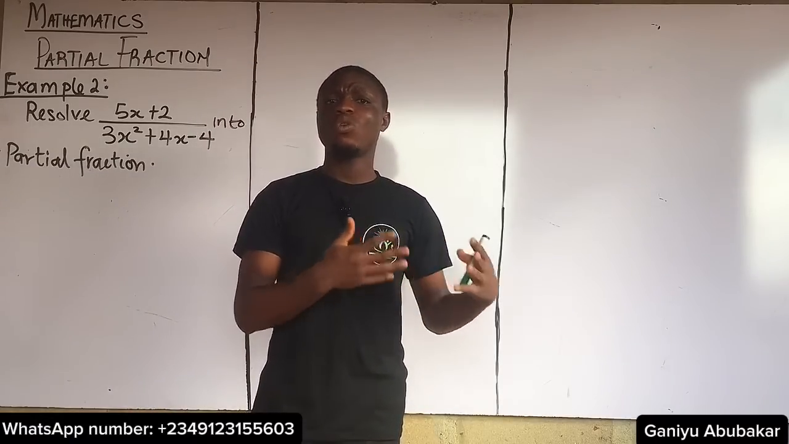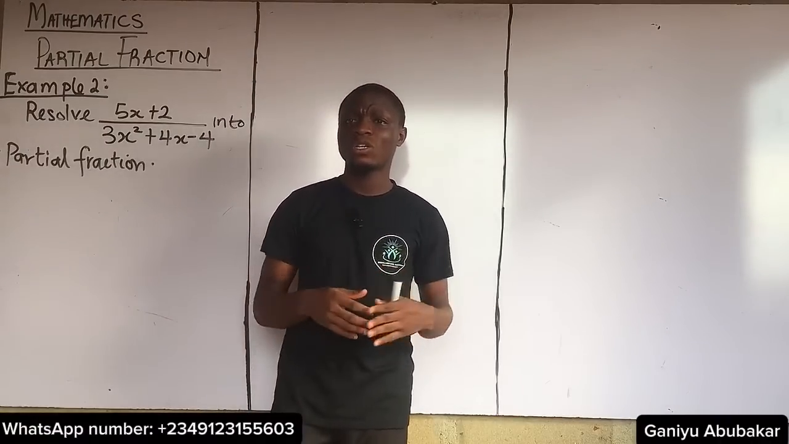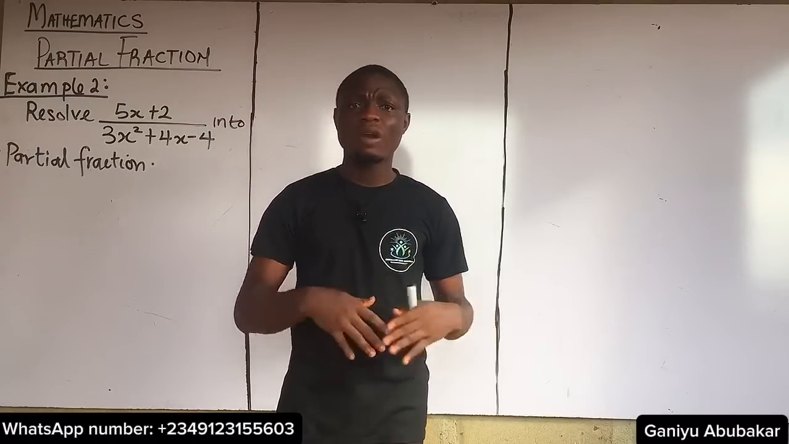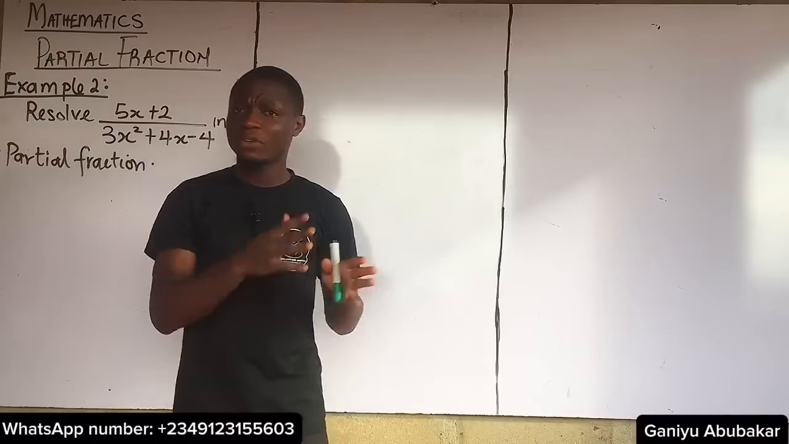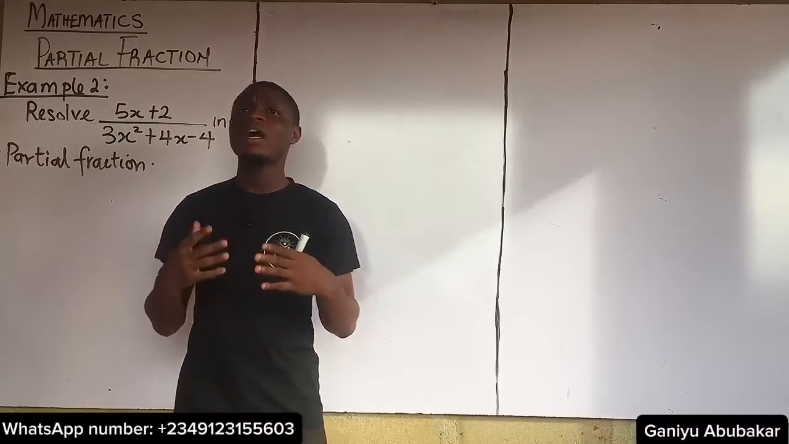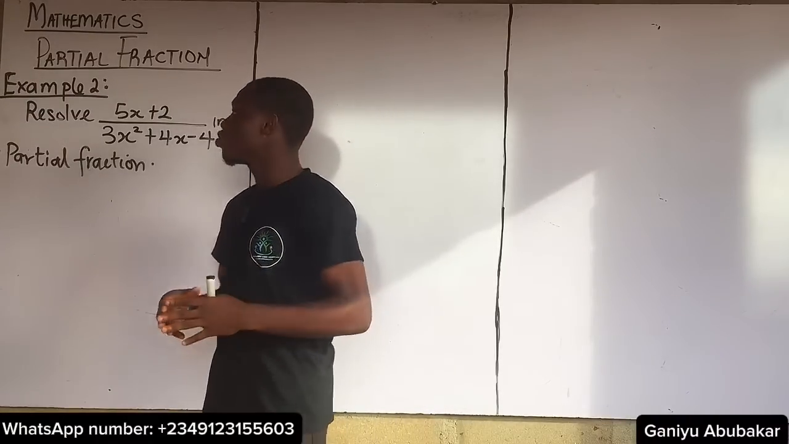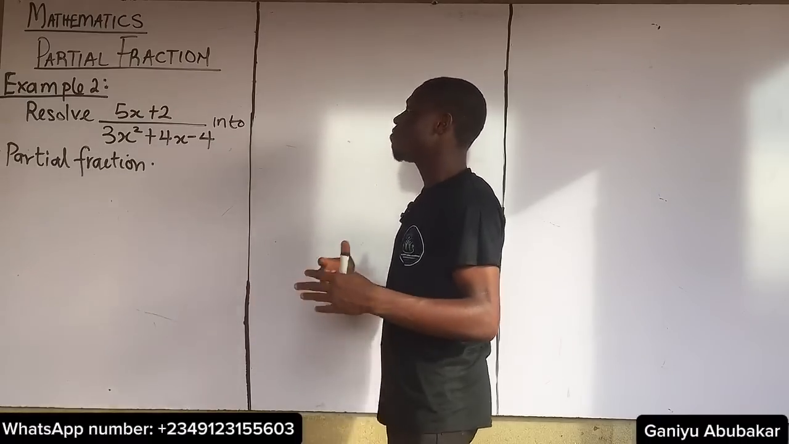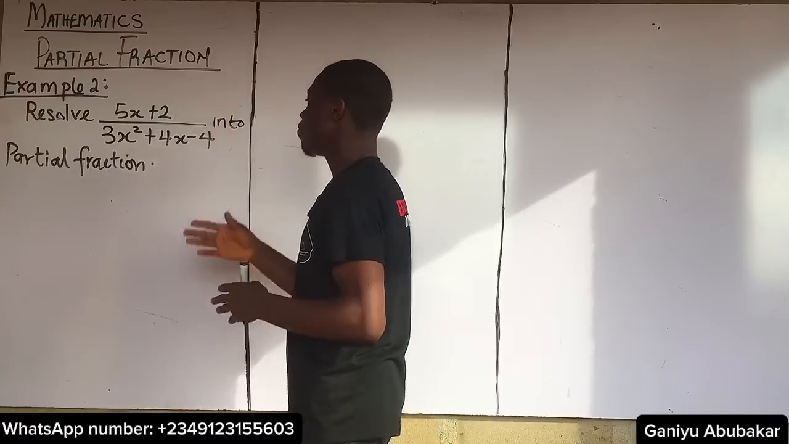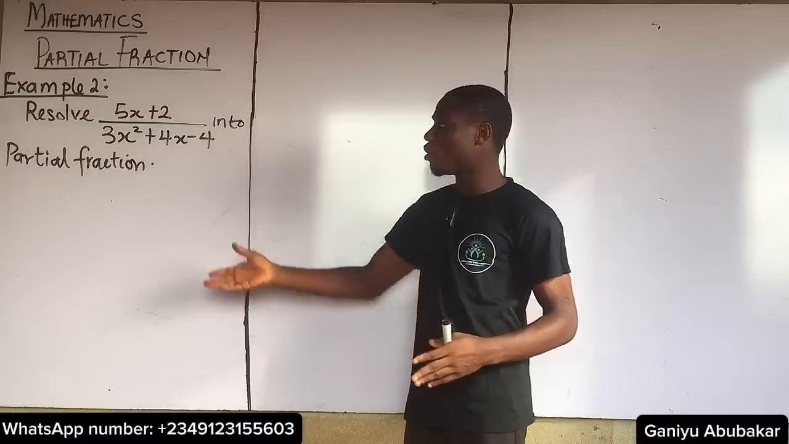So under partial fraction rule 1, we have done an introduction to partial fraction and discussed the rule 1 guiding partial fraction, and we created an example based on that. Let's take another example to further understand the concept about rule 1. So the question says, resolve 5x plus 2 all over 3x squared plus 4x minus 4 into partial fraction. So how do you solve this?